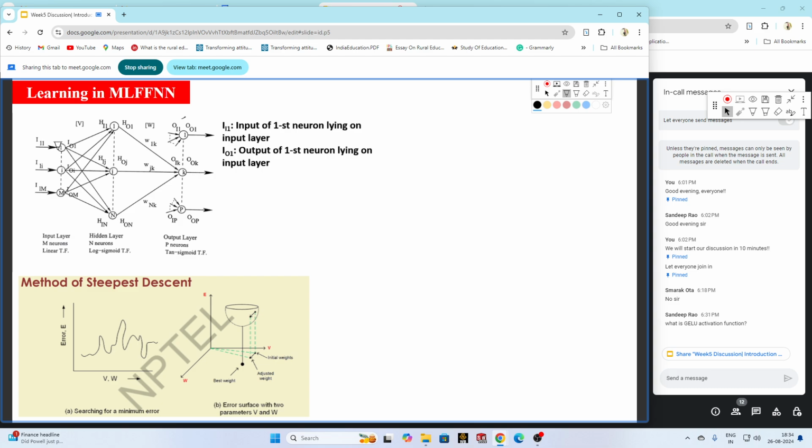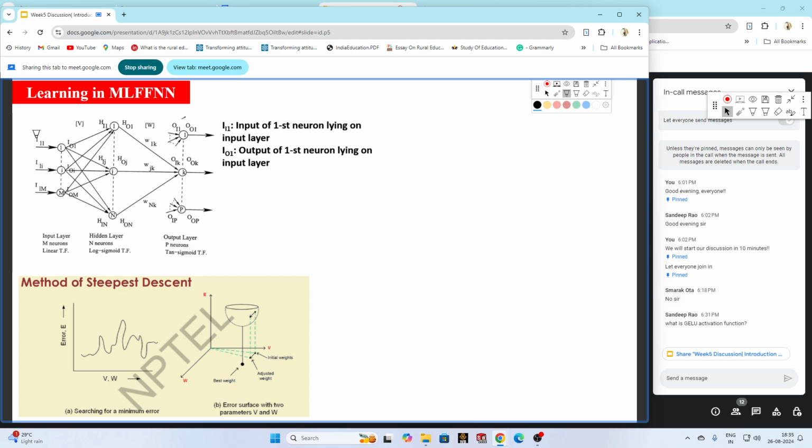I11 means we have one layer of input, so you can also say I1. As we have only one layer of input, the first neuron is I11. Similarly this is the ith neuron I1i, and this is the mth neuron I1m. So that is the nomenclature regarding input.